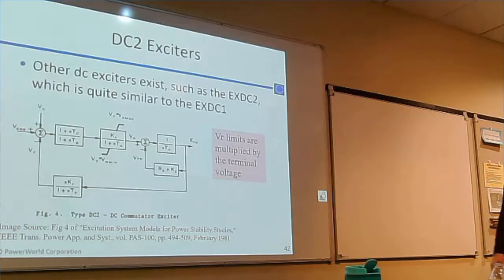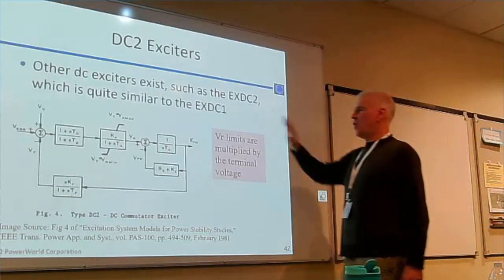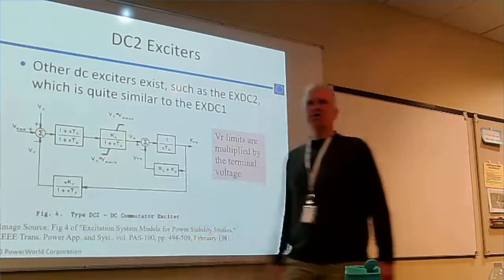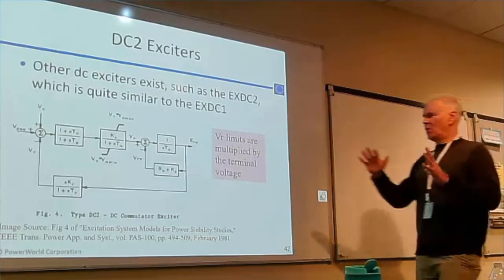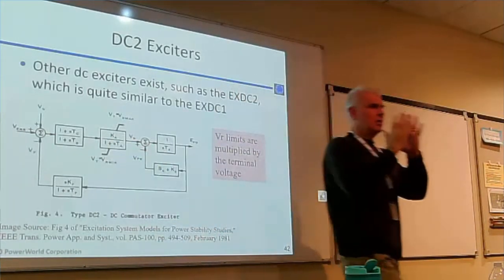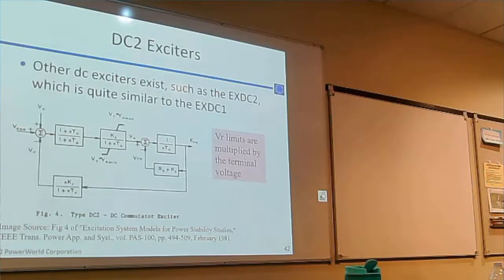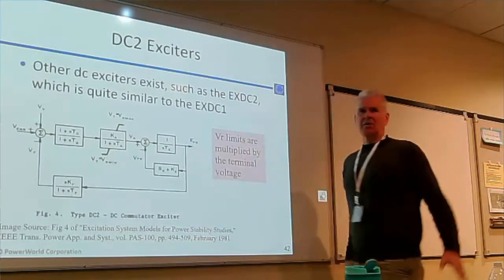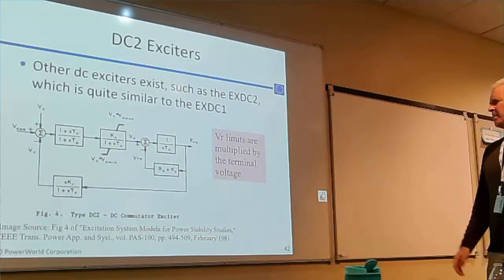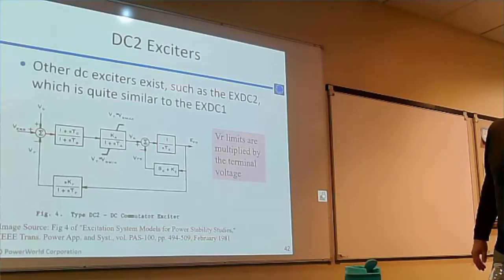Other DC exciters exist, such as the EXDC2, which is quite similar to the EXDC1. It's sort of like saying, what's the difference? It's not much different, but it's going to respond differently during a fault because the limits here are multiplied by the terminal voltage. So during a fault, when your terminal voltage is low, it locks down your limits, so your limits go down during the fault. This might not seem like a lot, but if VT is small, then it's going to limit its behavior during the fault. So that's the only difference with the EXDC2.